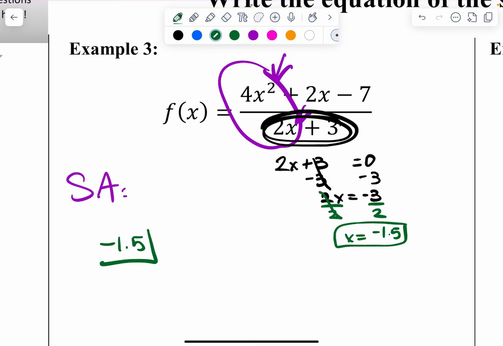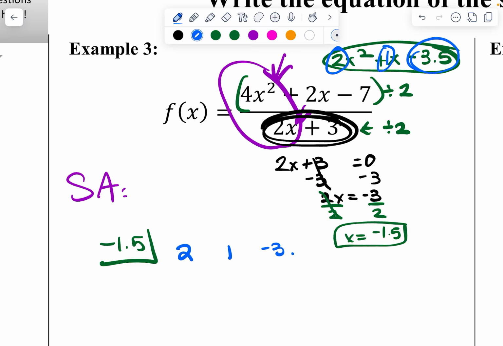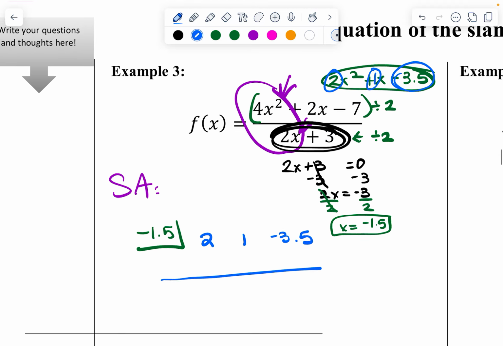The only thing is, because I had to divide this by 2, I also have to divide the numerator by 2 in order for this to work. So if I divide 4x squared by 2, I get 2x squared. 2x divided by 2 is plus x, and 7 divided by 2 is negative 7 over 2, or 3.5. We're going to use this as our coefficients instead. So 2, 1, and negative 3.5. Again, if you don't like having to do all this for synthetic, you could use long division again.